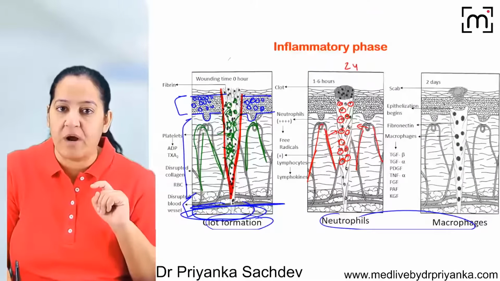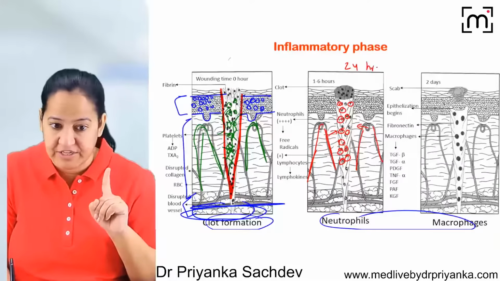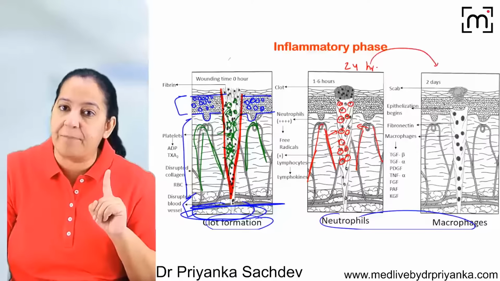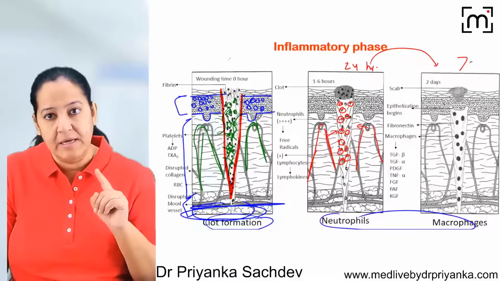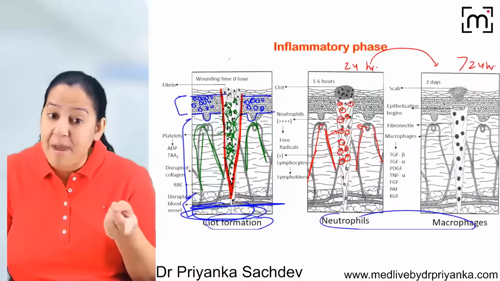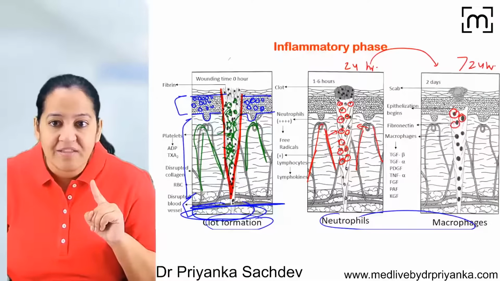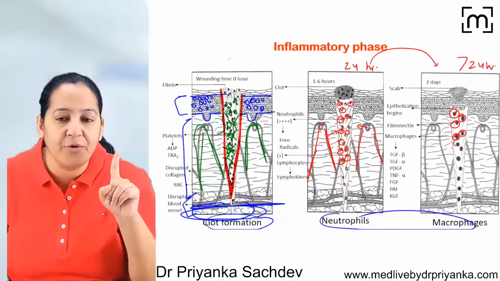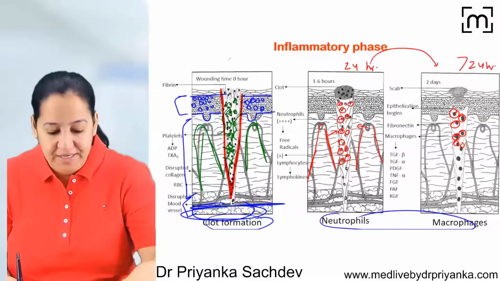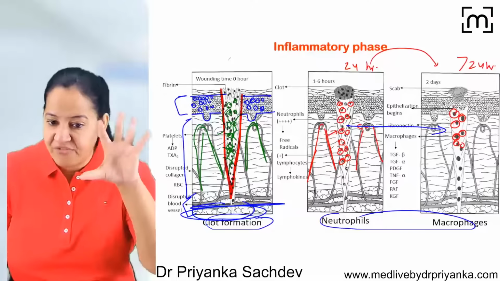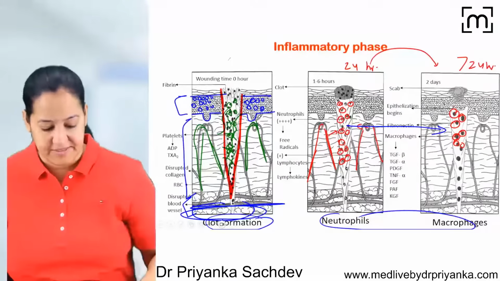In the first 24 hours of the injury, neutrophils are there. After 24 hours, the neutrophils are replaced by macrophages. Now please appreciate these all cells here in the gap. They have a single nucleus. These are mononuclear. These are macrophages. So appreciate these cells and these cells. First neutrophils are there and then macrophages are there.